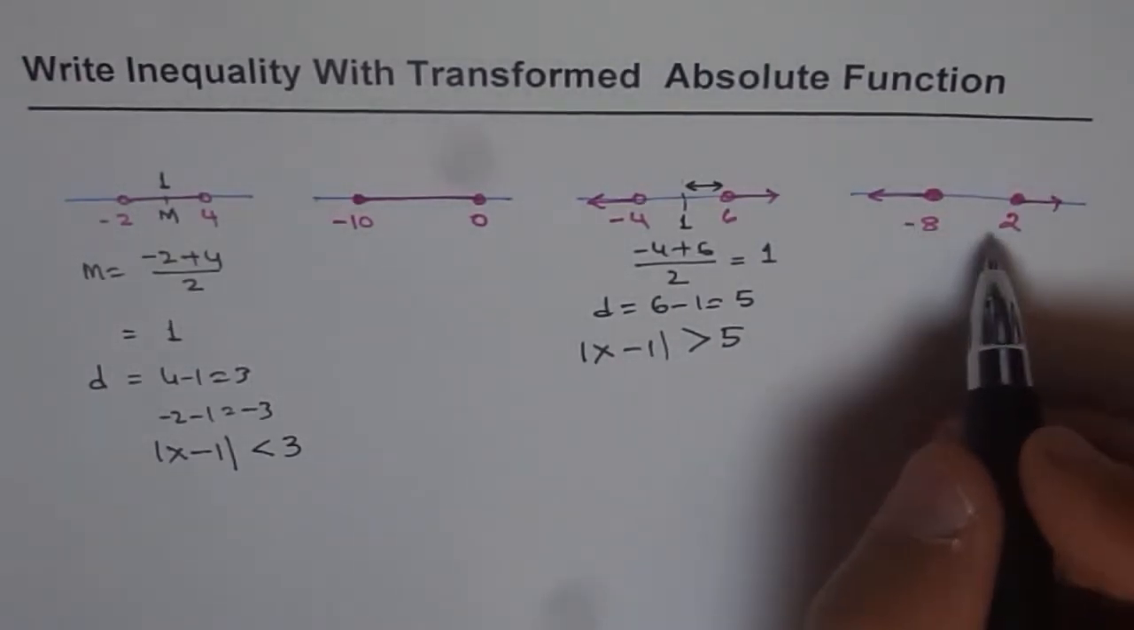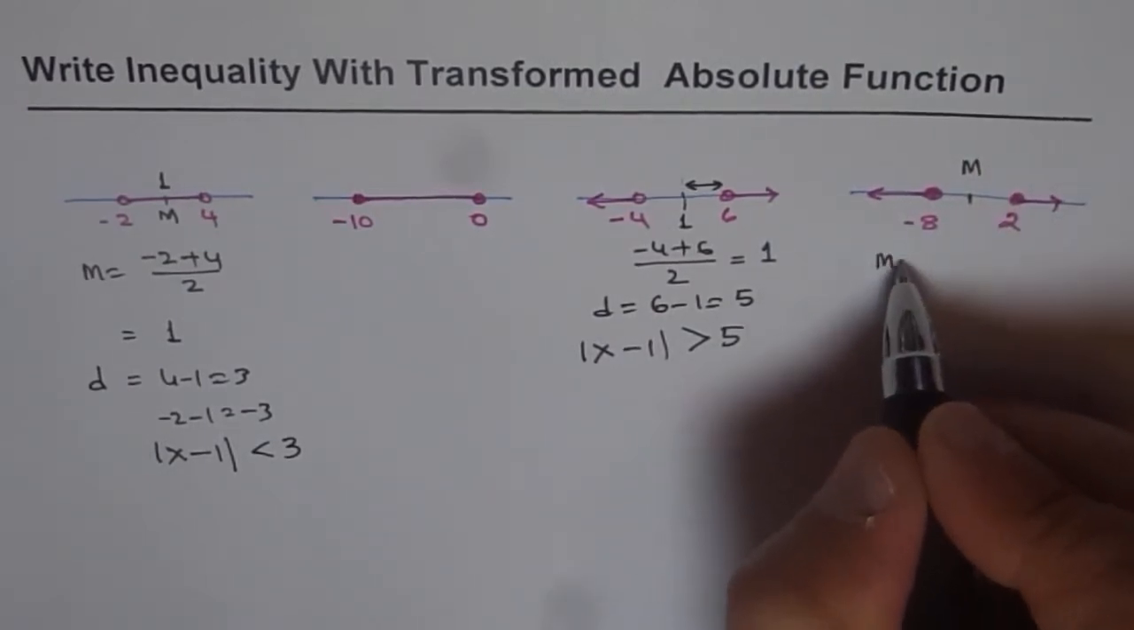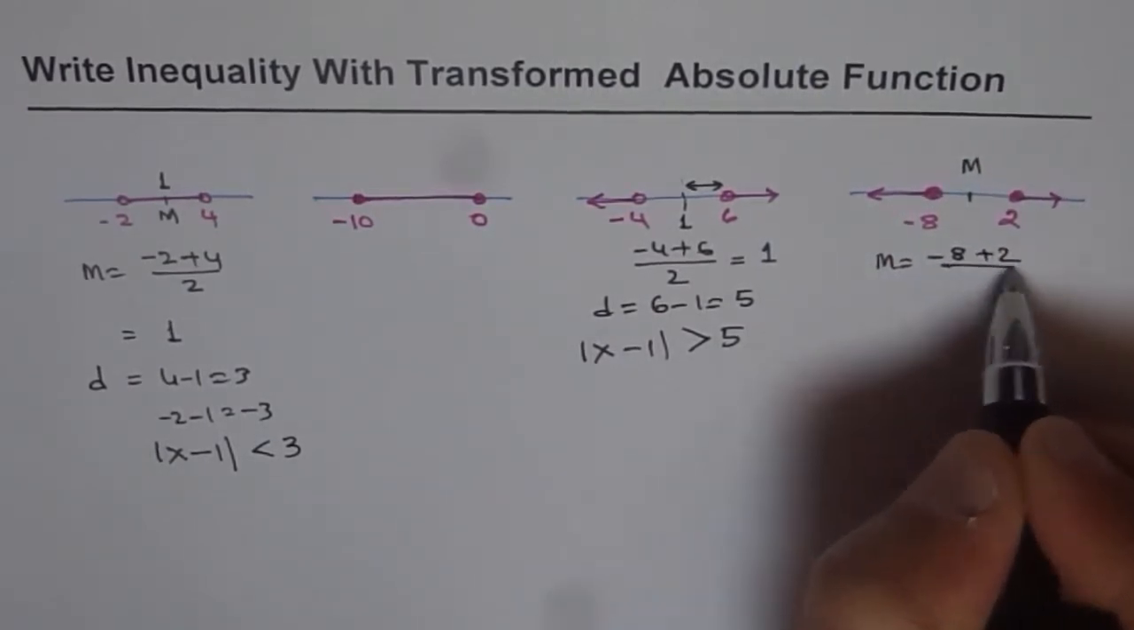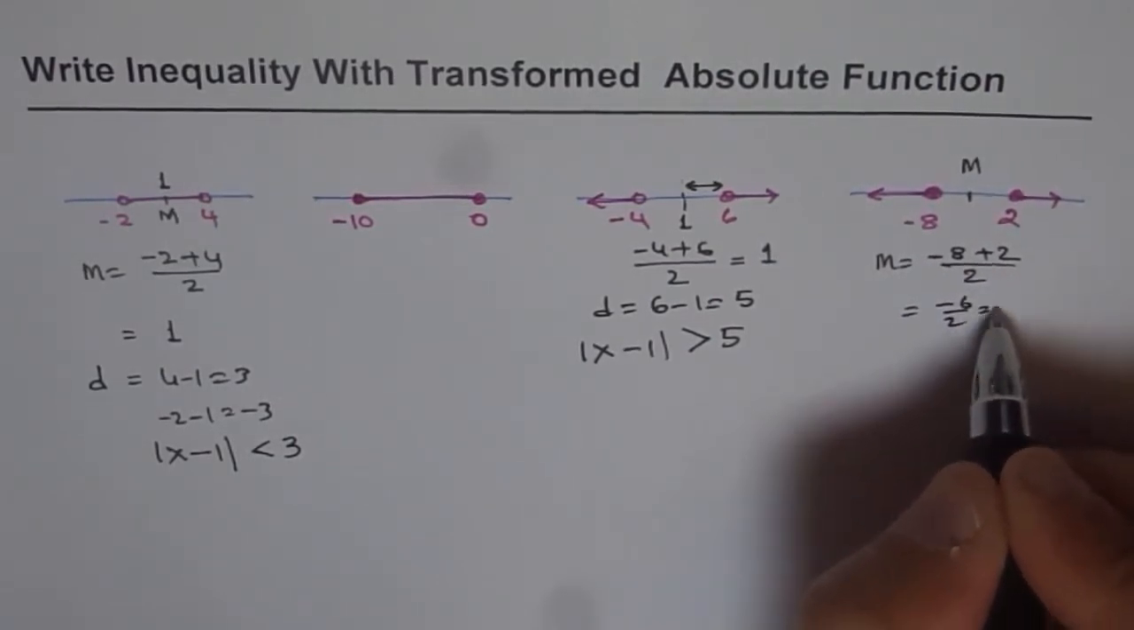Let's do this one now. So here, find the middle point. Let's say middle point m for us is what? So we'll do m equals to minus 8 plus 2 divided by 2, and that is minus 6 divided by 2, or minus 3.